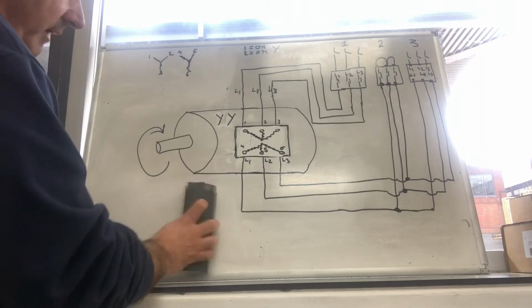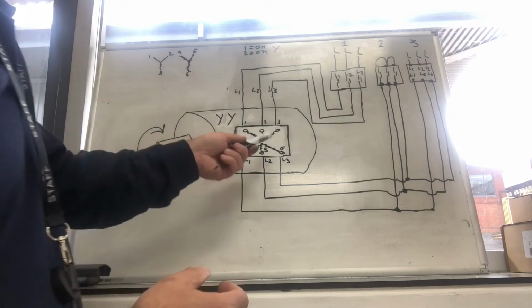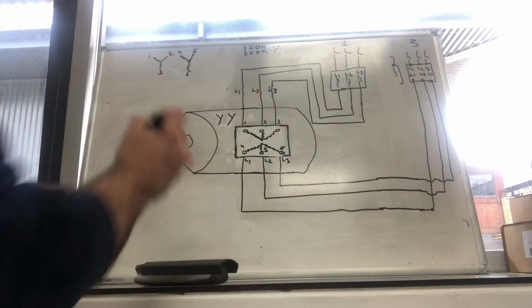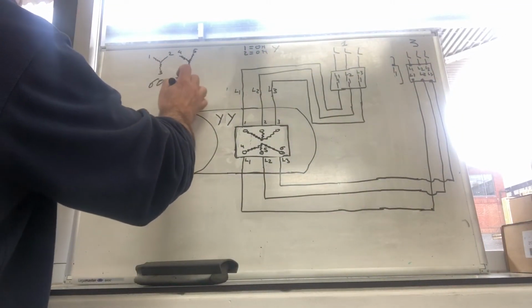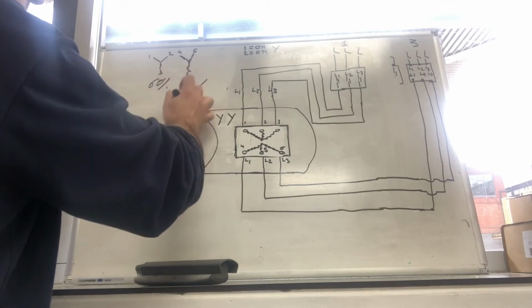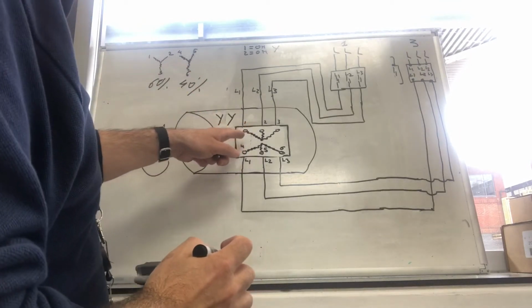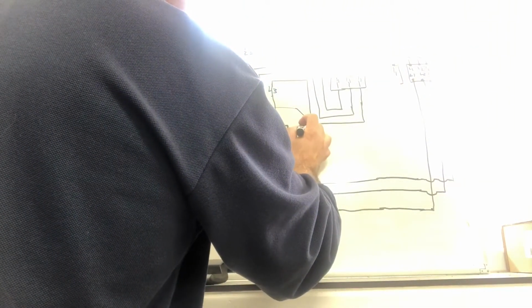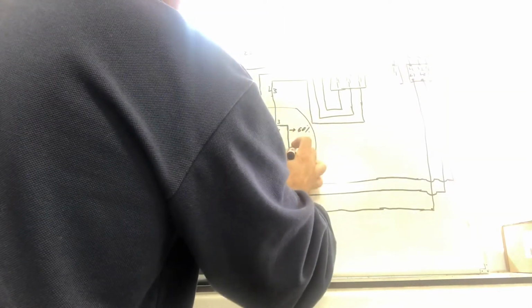But if you want to start the part winding motor, this is the configuration, and you don't need this. You need only 2 contactors. And if this is 60% and this is 40%, I suggest that you always start the 60% first, and then the 40% second.